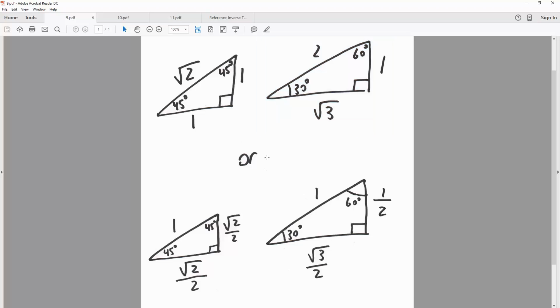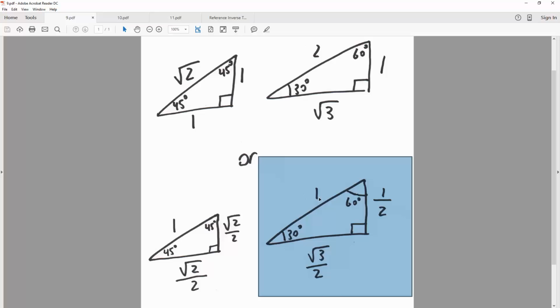But we could also write it in a slightly different way. If we want the 90 degree term to be 1, we could say that 90 would be 1, 30 would be a half, and 60 degree would be the square root of 3 divided by 2. Essentially, what I'm doing is dividing everything by 2. So 2 divided by 2 is 1, 1 divided by 2 is 1/2, square root of 3 divided by 2 is square root of 3 divided by 2.